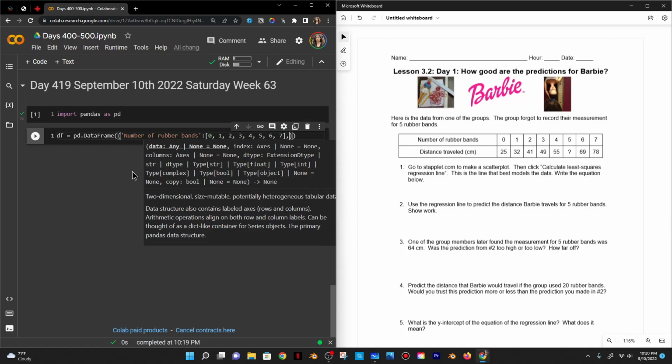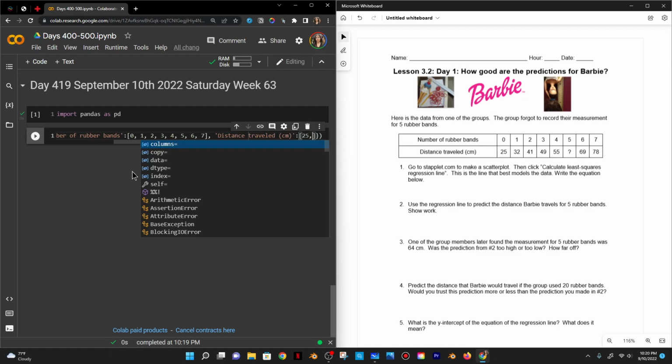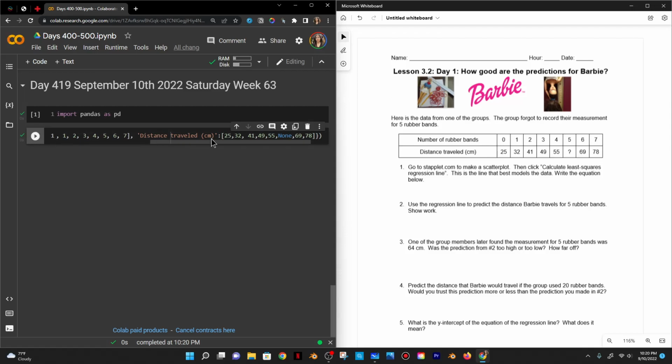Then you would do a comma and put in another key again. So this would be the distance traveled, and that would be in centimeters. Then you would do a comma and put in the values, which would be 25, 32, 41, 49, 55. And then in this case, this would be a problem because now it doesn't have a value. So I'm just going to say None for now. Then 69 and 78. Let me run that and see what that gives me.